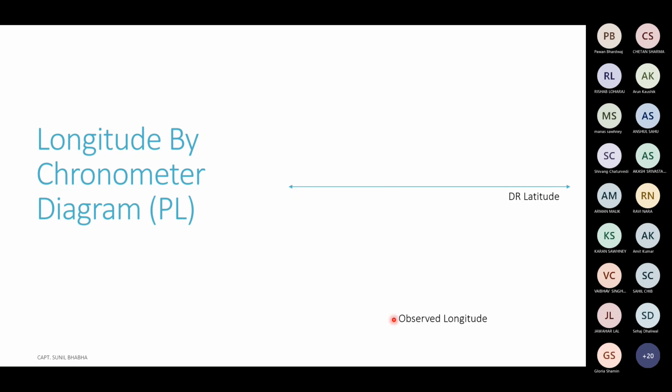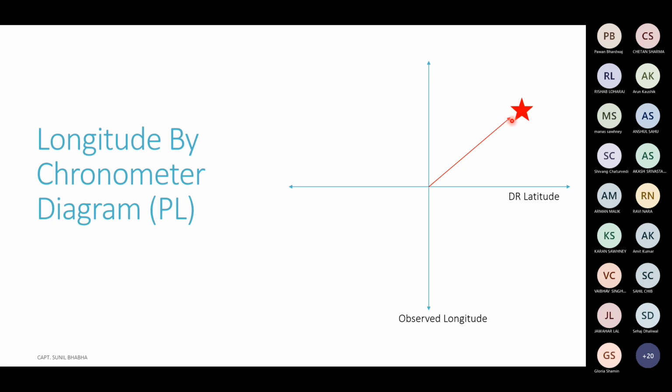Now we have also calculated the observed longitude. So let's plot the observed longitude also. You have this vertical line representing the observed longitude. Now this position, that is the DR latitude and the observed longitude, is the position from where the PL passes. Now once you have this, you draw the azimuth of the body. We have obtained the azimuth also. Let us assume that the body was somewhere here. And if you plot the azimuth, it will be represented by this red arrow line.